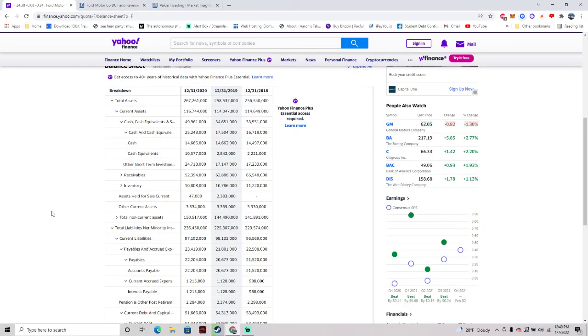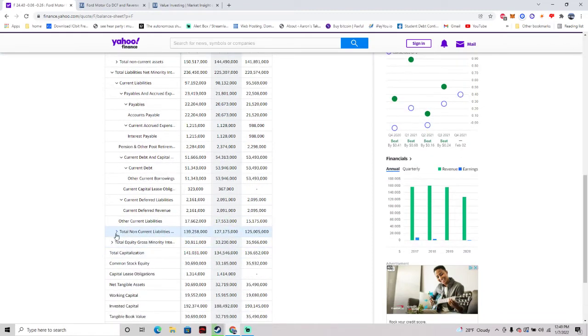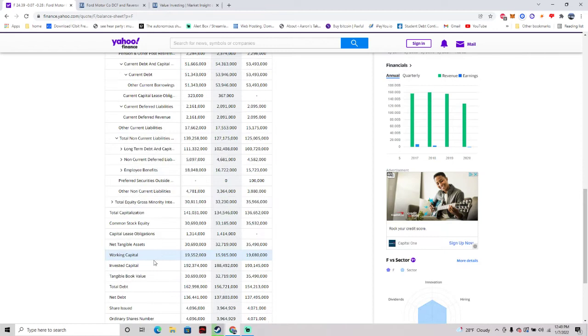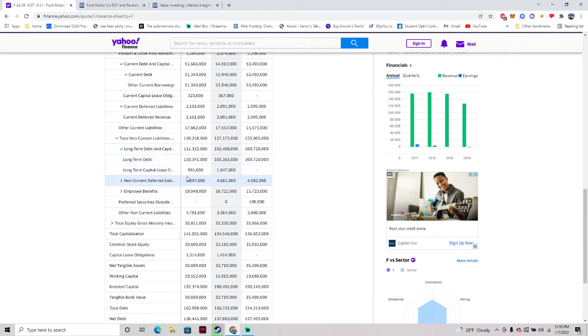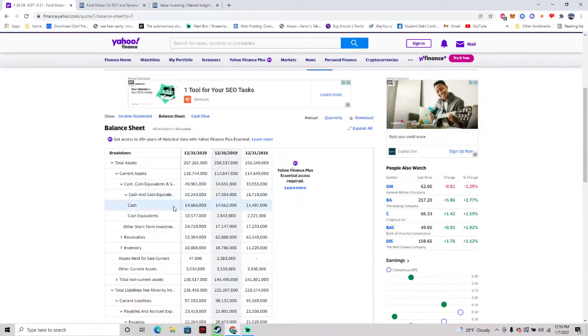So they obviously have to spend more money in order to make their product. And so we see current debt at 51 billion, and see if we can find the long-term debt. Long-term debt, 111 billion. So there it is. I couldn't find it at first, but see total debt. So obviously that's current debt plus long-term debt, 162 billion. They have 111 billion in long-term debt, 51 billion in current debt, and only 14 billion in cash.